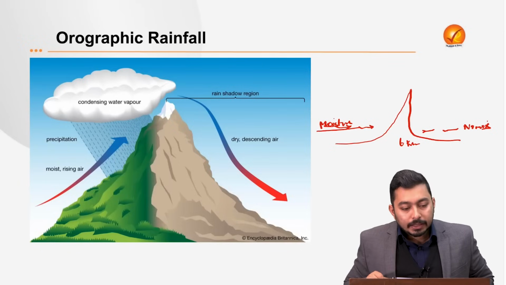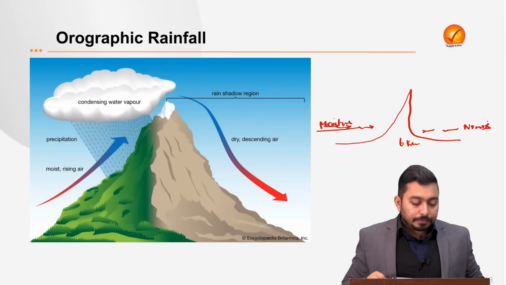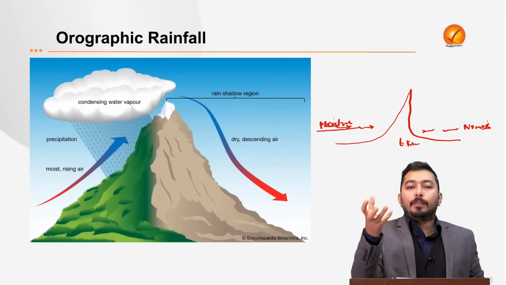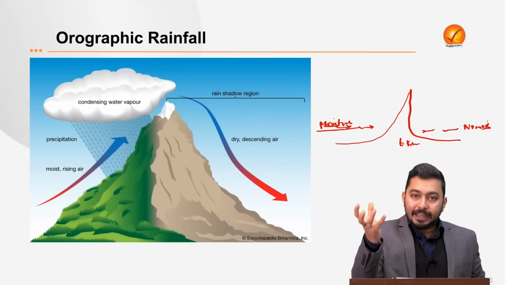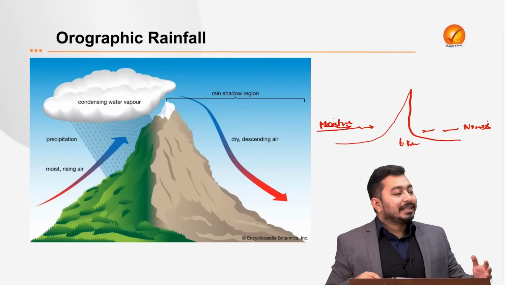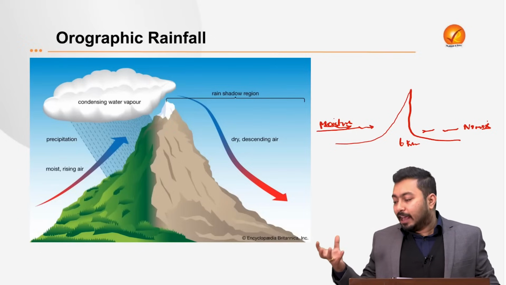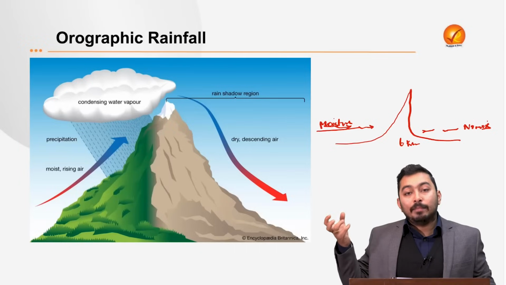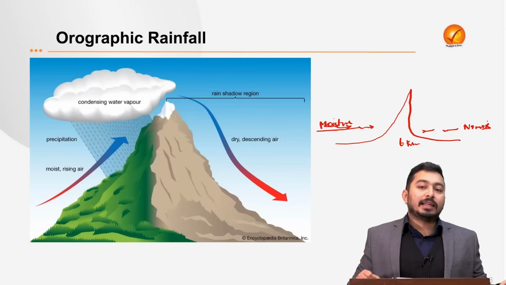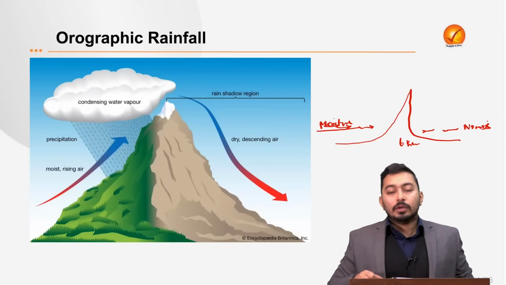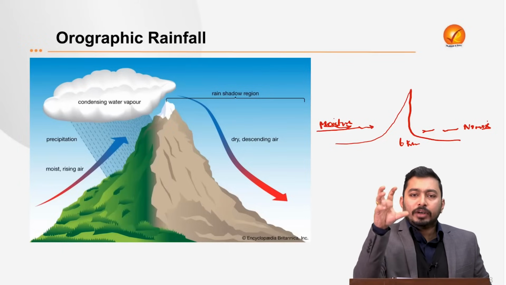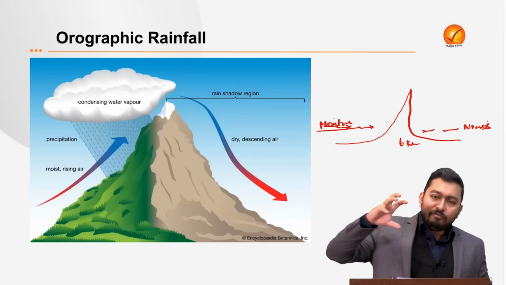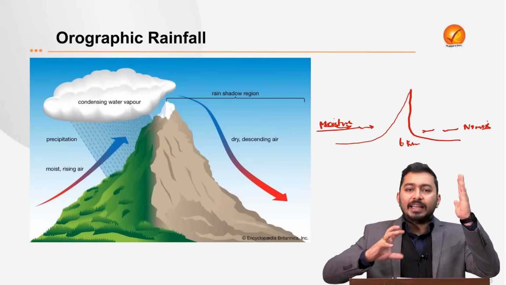The third point is that usually a hot air packet is able to hold more moisture. That means if the ambient temperature is, let's say, 25 degrees Celsius, then the air packet will be able to hold more water vapor. On the other hand, if it is 10 degrees Celsius, it will be able to hold less water vapor. So what is happening is that I am sending this air packet which is at 25 degrees Celsius, with a lot of moisture. I am forcing it to rise because of the barrier that is the Himalayas.